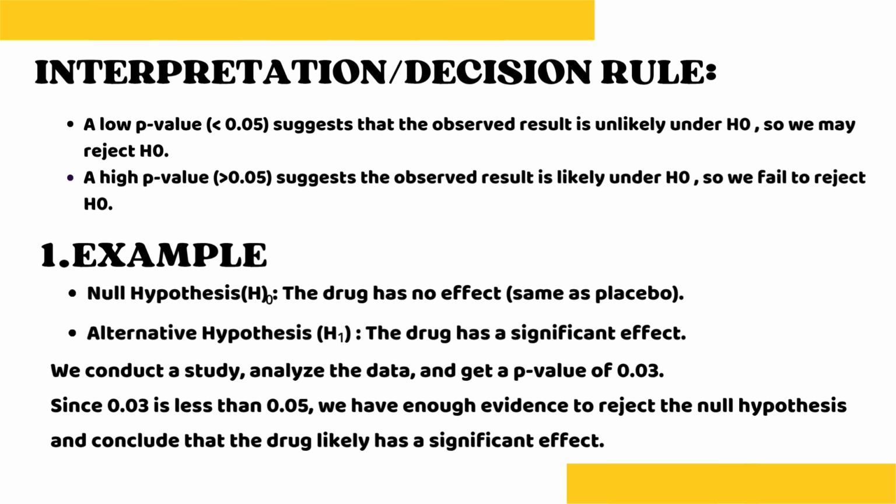Suppose our null hypothesis is that new drug has no effect and it is same as placebo, and our alternative hypothesis is drug has significant effect. Then we run a study, collect the data and calculate the p-value. And suppose our p-value comes around 0.03, which is less than our threshold value alpha, which we generally use as 0.05. So our data would be quite unusual if the null hypothesis is true. So we have enough evidence to reject the null and conclude that the drug has a significant effect.